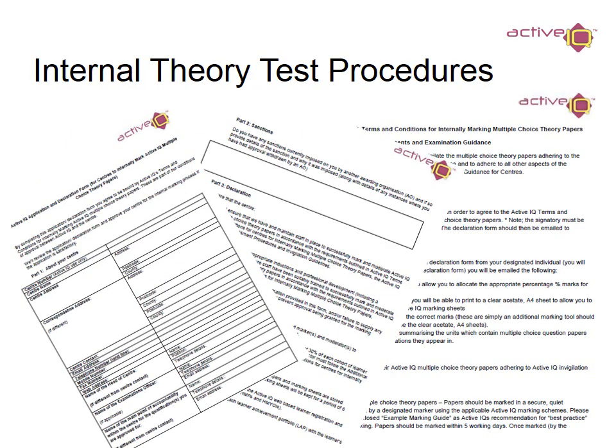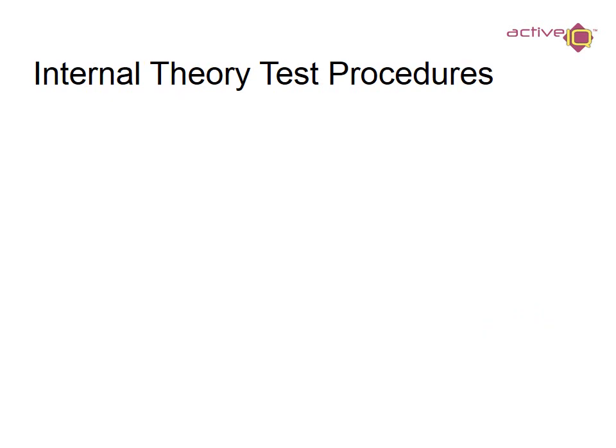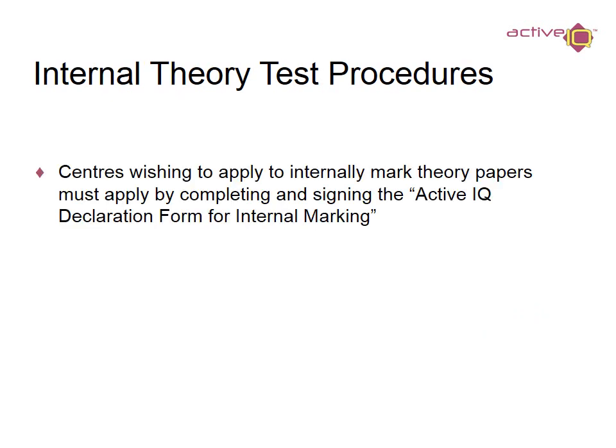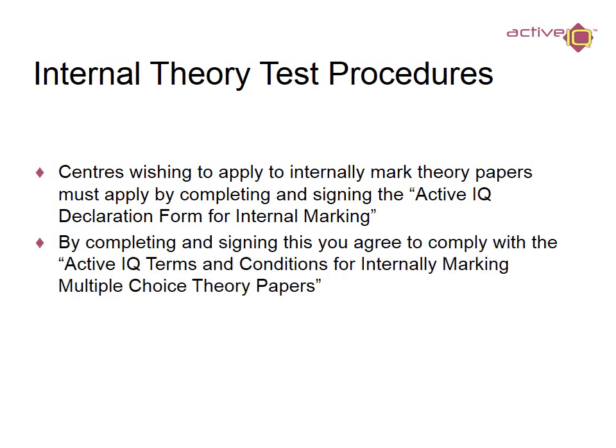Here are the examples of the Active IQ declaration and form that you must complete if you wish to internally mark. Centres wishing to apply to internally mark theory papers must apply by completing and signing the Active IQ declaration form for internal marking, seen on the previous slide. By completing and signing this, you agree to comply with the Active IQ terms and conditions for internally marking multiple choice theory papers.